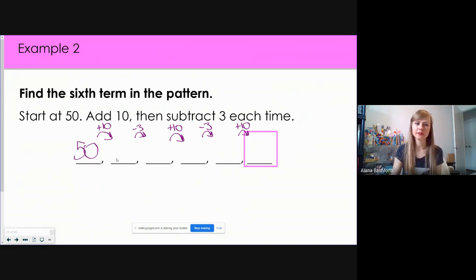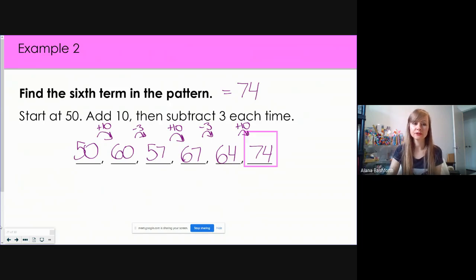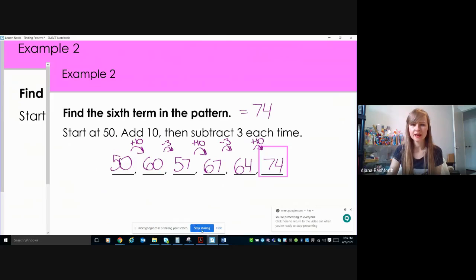Okay, so now we find the numbers. So 50 plus 10 is 60. 60 minus 3 is 57. 57 plus 10 is 67. 67 minus 3 is 64. And 64 plus 10 is 74. So our 6th term is 74. And that's how you do that. So you're going to use these same steps to do the next few questions. And then, yeah, all will be good.